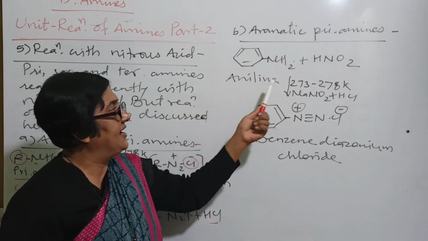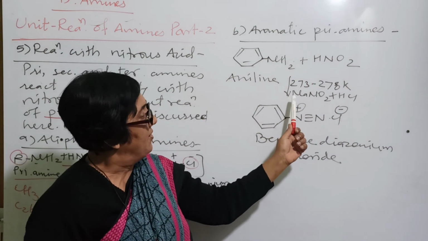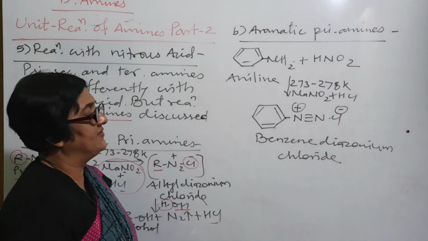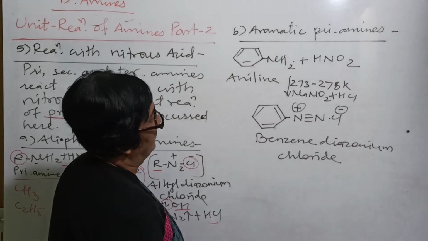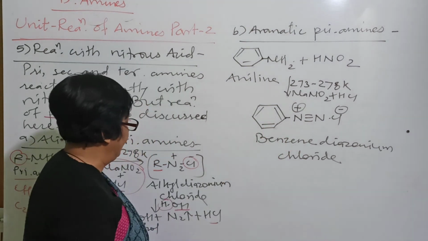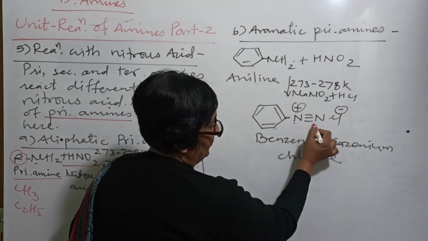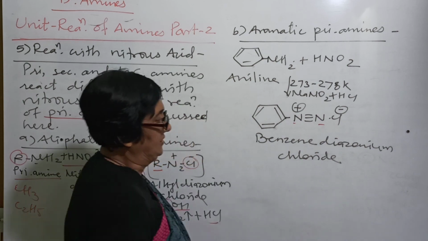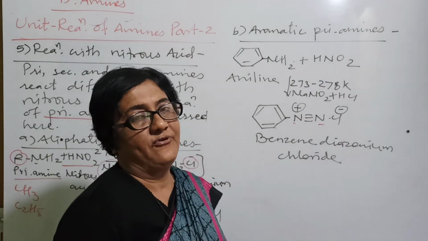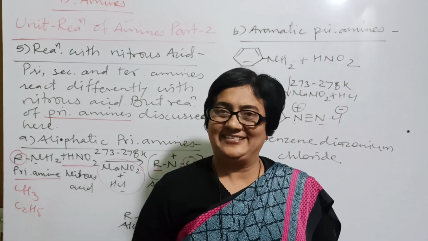When aniline reacts with nitrous acid, again this nitrous acid is produced in situ from NaNO2 and HCl at 273 to 278 Kelvin, and the final product is benzene diazonium chloride. Here benzene ring is there in place of R, therefore benzene, di means 2, azo means nitrogen, two nitrogen group, that is benzene diazonium chloride is formed. The reactions are very simple, and I hope you understand this topic.